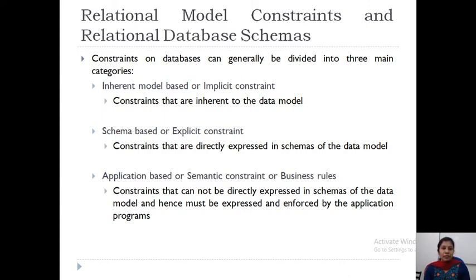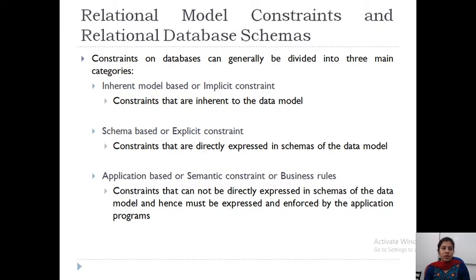We have three different categories of constraints. The constraints on a database can generally be divided into three categories. The first one is inherent model based or implicit constraints. Then schema based or explicit constraints. Then comes application based or semantic constraints, or business rules.